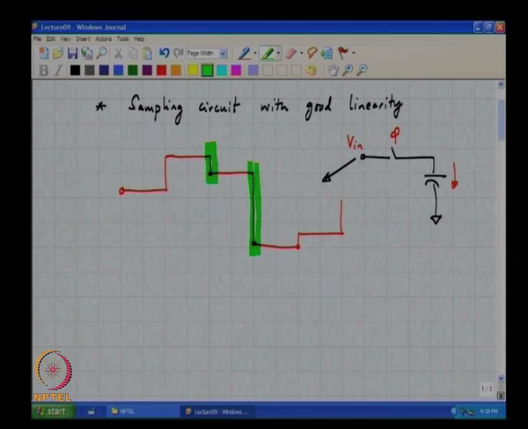Does it make sense? So you will note that bootstrap switches or gate boosted switches are often only employed at the continuous time to discrete time interface. Once you have digitized it, once you have sampled the input with sufficiently good fidelity, after that most of the time simple switches are all that are needed.